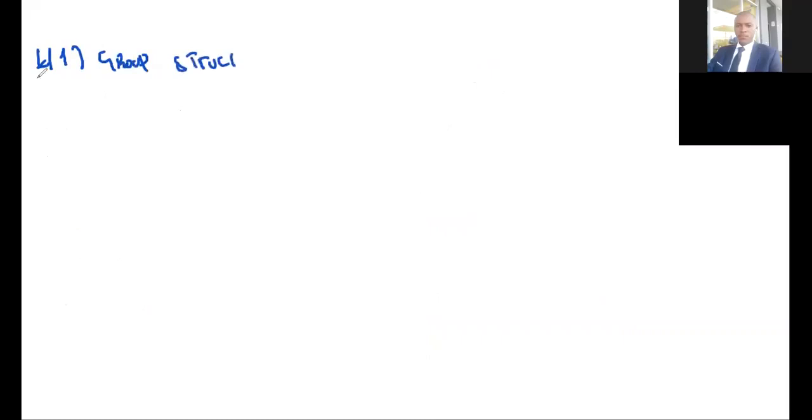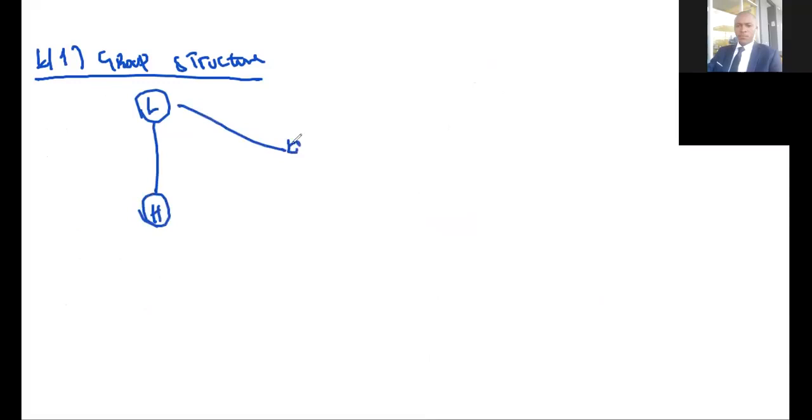Okay, so there we go. The parent, of course, is L. So we've got L there as our parent, and then we've got H, who is the subsidiary, and then we've got LC, who is the associate. We've been told that the subsidiary is an 80% subsidiary, and then NCI is 20%. Then this one we know is a 40% associate.